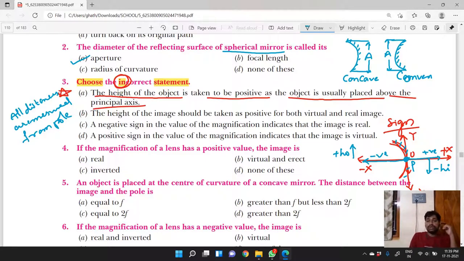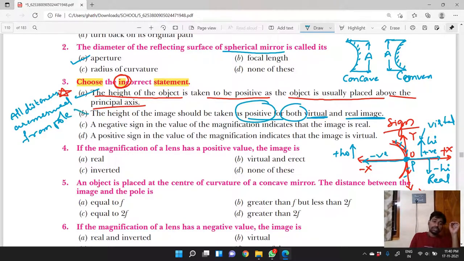So if you see now, the thing is very simple. The first statement is clearly true. Next, the height of the image should be taken as positive for both virtual and real. My dear students, if the image is virtual, then it is above the principal axis. If the image is real, then it will be below the principal axis. But the statement says both are positive only. So this statement is incorrect.